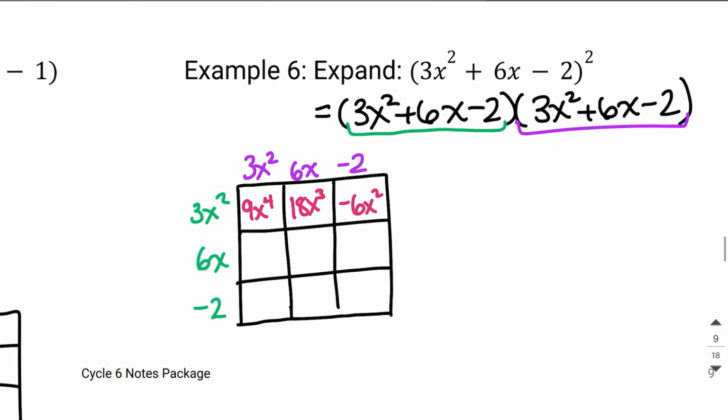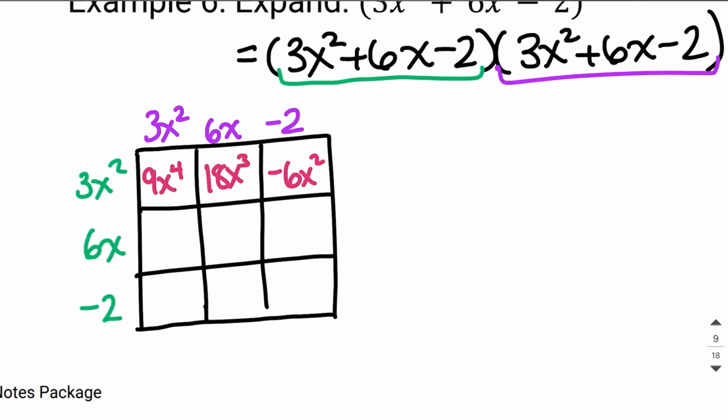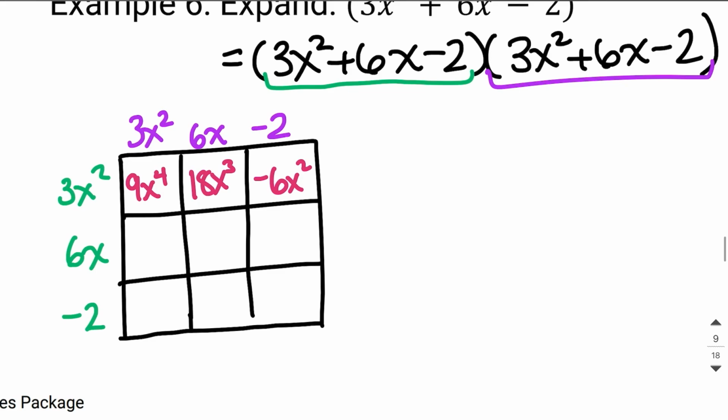But notice here that if I were to distribute this 3x squared through, I would get this first row. So it's still the exact same thing. It just kind of helps me to visualize it and organize it better. It's pretty much a graphic organizer for us here.